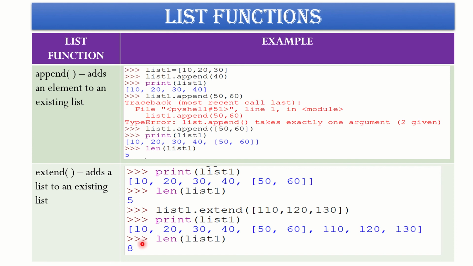So now if I run the len function, which will give me the length of the list, this gives me 8. 50 and 60 are treated as one element, then 110 is another element, 120 is another element, and 130 is also another element. So that is why I got the length as 8. So this is also the difference between append and extend. Append, if you try and insert a list in an existing list, it will be treated as a single element. But in the case of extend, all the elements of the list that you're trying to insert will be inserted as individual elements.